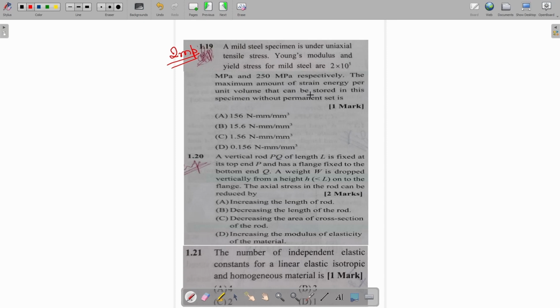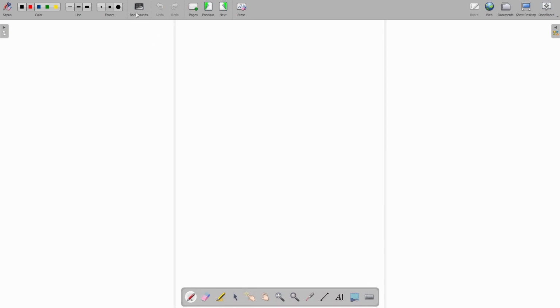Now in this case we need to find the strain energy per unit volume. Strain energy per unit volume is also known as modulus of resilience. Let me write it down here. Question number 19 came in the year 2008. Now, we need to find the strain energy per unit volume.